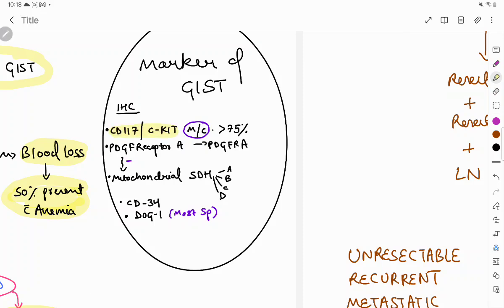CD117 or c-KIT is the most common mutation seen in GIST. Around 75% of patients show this IHC when you do the test. Okay, another mutation is platelet derived growth factor receptor A, that is PDGFRA. These two are common mutations seen in GIST. Okay, when these two are absent, we look for a mitochondrial succinate dehydrogenase mutation, SDHABCD mutation. CD34 is another marker that you must look for, seen in around 60 to 65% of cases. The most specific marker in the case of GIST is DOG1.